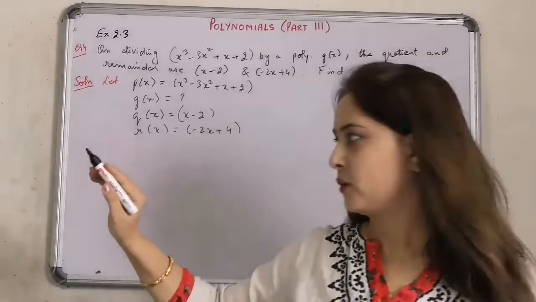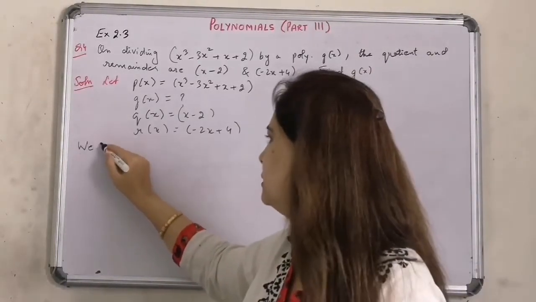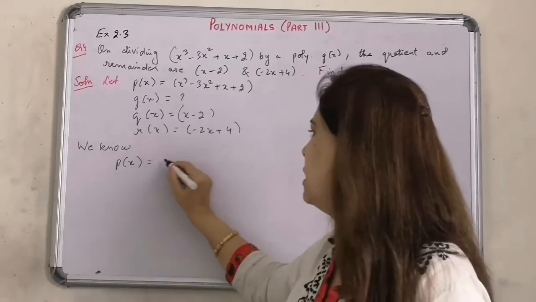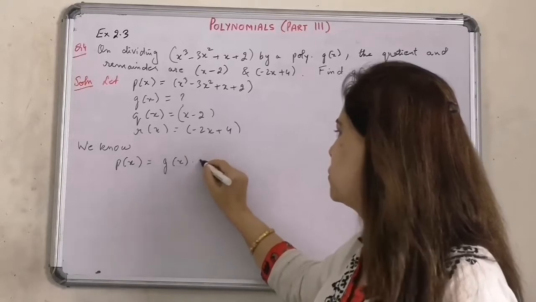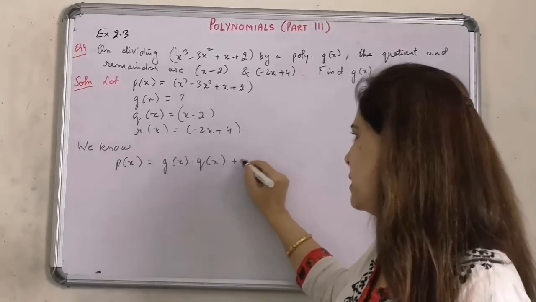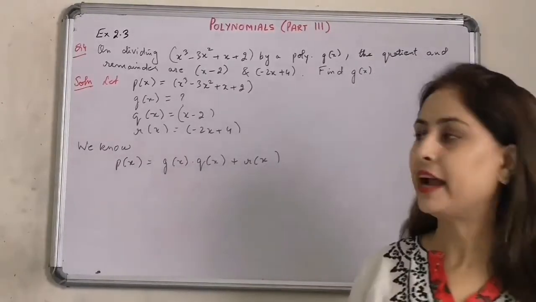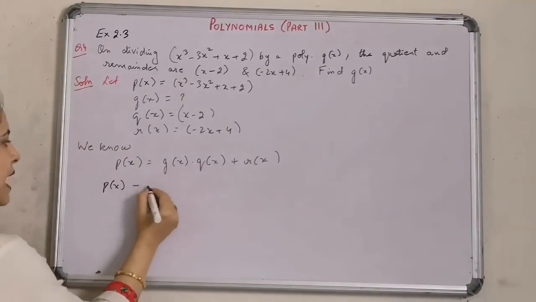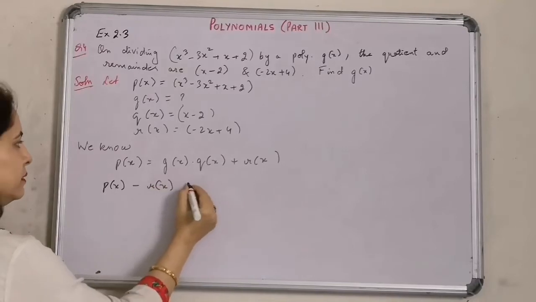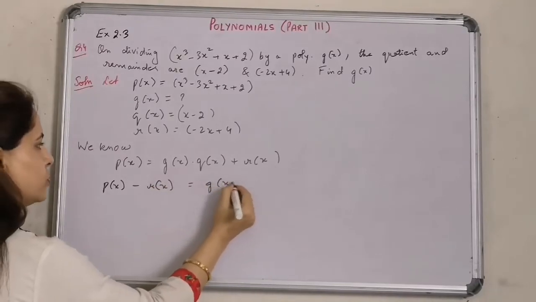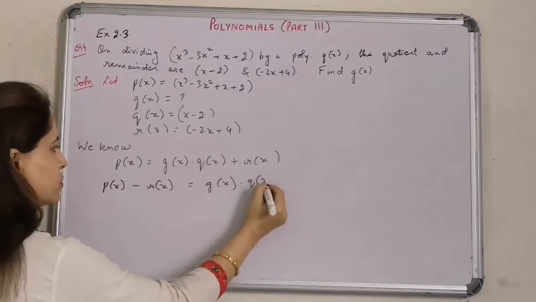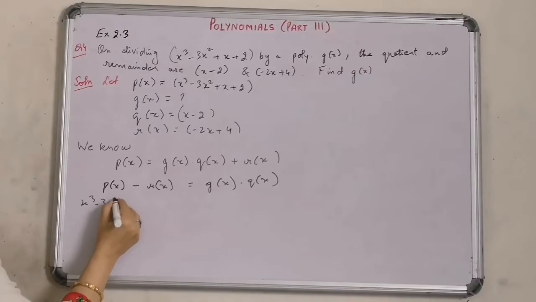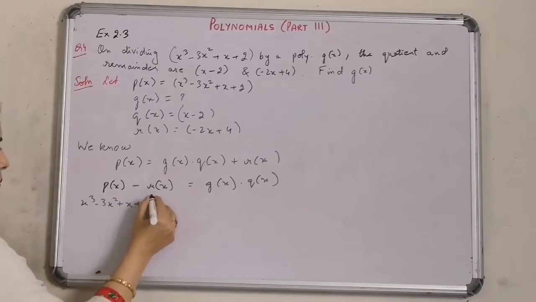And now the division algorithm, we know that dividend is equal to divisor into quotient plus remainder. Mind you have to find gx. So our first step will be px minus the remainder is equal to gx into qx. So what do we get? Px was x cube minus 3 into x cube plus x plus 2.